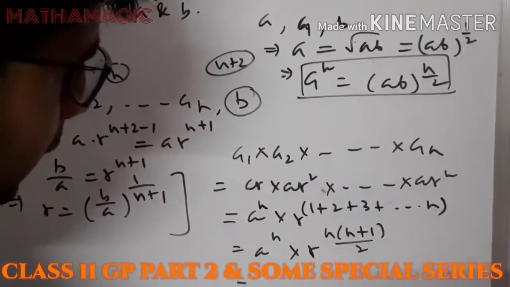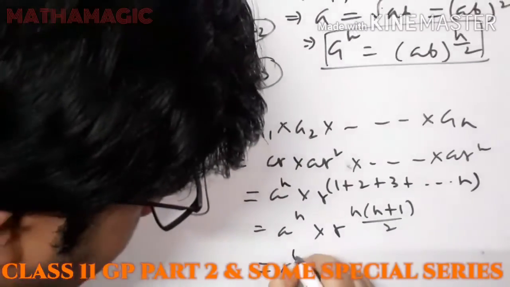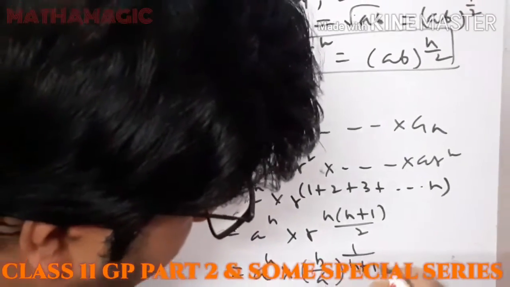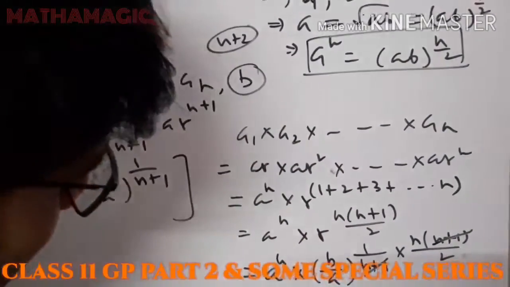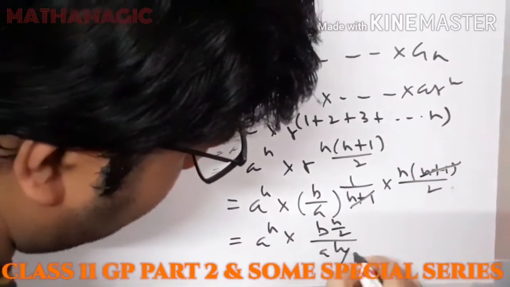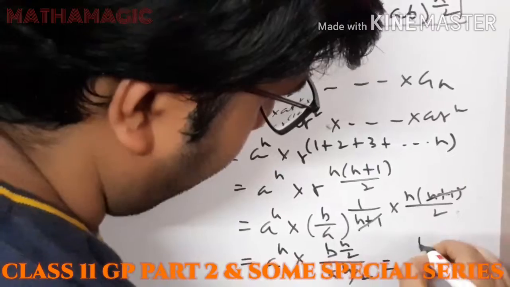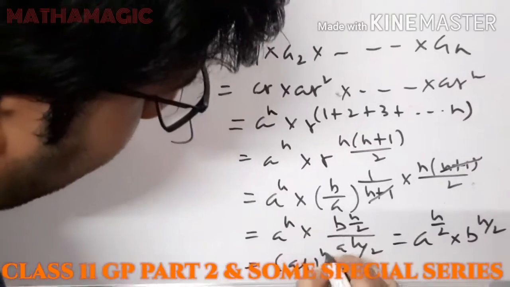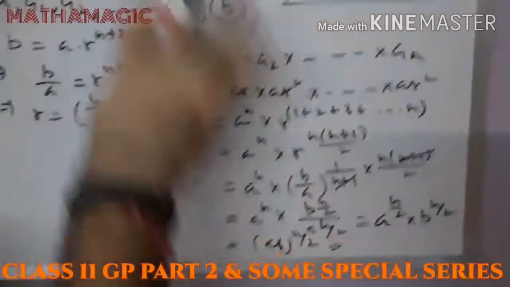And if we replace the value of R from this, what value will we get? That is (B by A) whole to the power 1 by n plus 1, into n plus 1, divided by 2. So n plus 1 and n plus 1 get cancelled. So it will be A to the power n into B to the power n by 2 divided by A to the power n by 2. If we take this n by 2 with A, it will be A to the power n by 2 into B to the power n by 2. So it becomes (AB) whole to the power n by 2. See that this particular value is equal to this one. So the problem is solved.